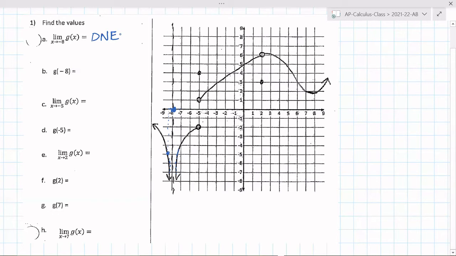What is g of -8? It is undefined. The function is not even in the domain. There is an asymptote there.